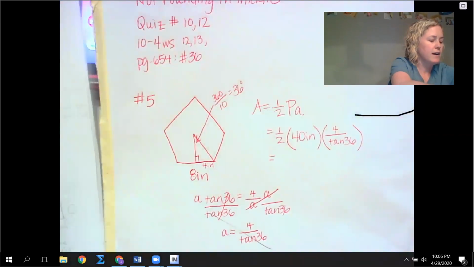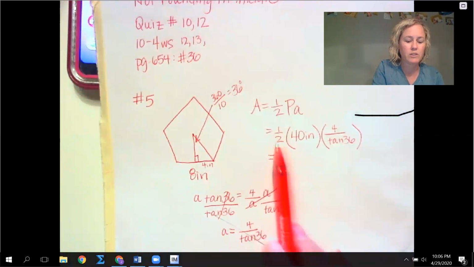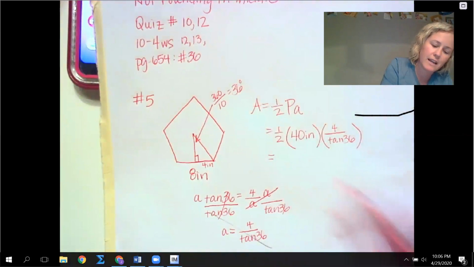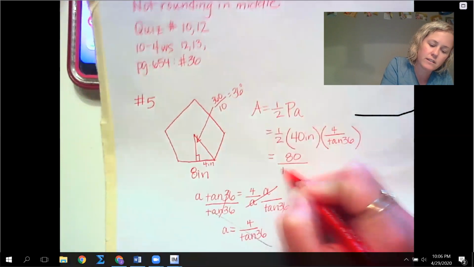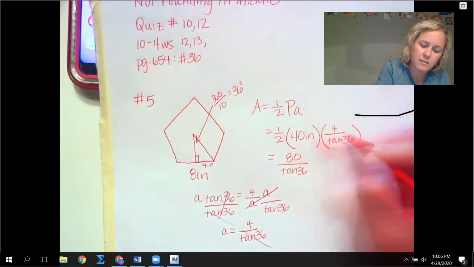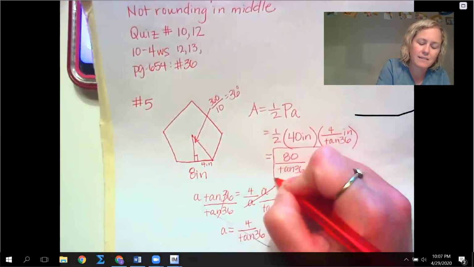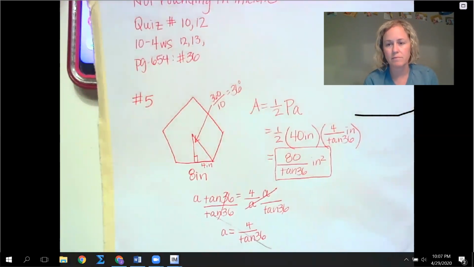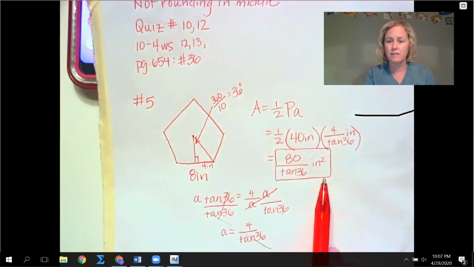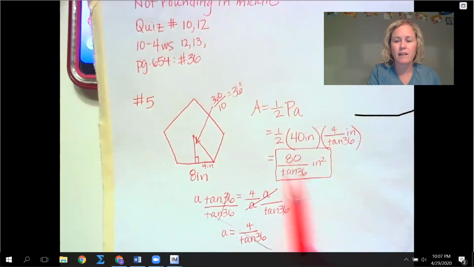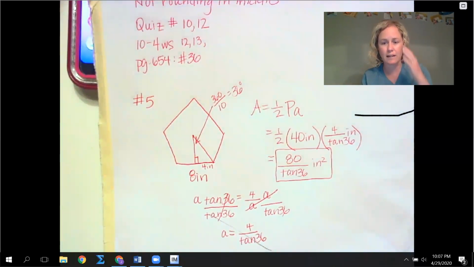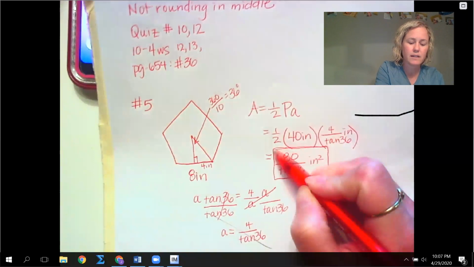So we're gonna take half of 40, which is 20, and then 20 times 4, which is 80. So 80 over tangent 36. This was inches, so that would be inches squared. And that is your exact, most simplified answer. And that is what you were asked for. So this is the only answer that you should give me. This is exact, and it's simplified all the way. It's exact because I haven't rounded anything. If I plugged this into my calculator, I would have to round it, and then it's no longer an exact answer. So this is your answer.